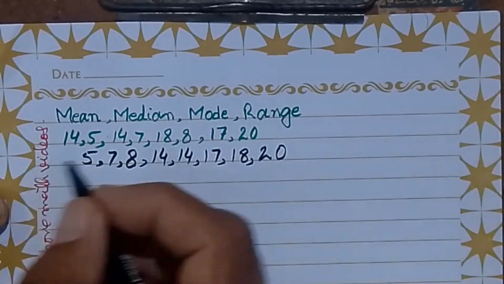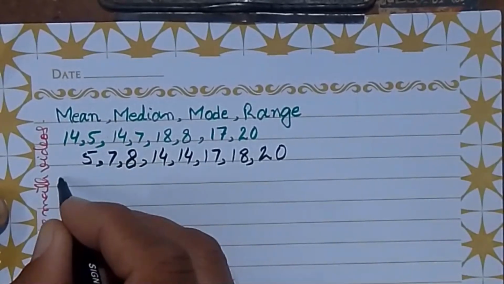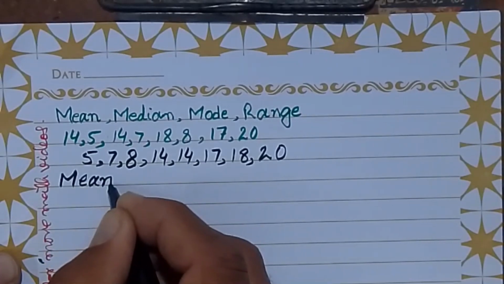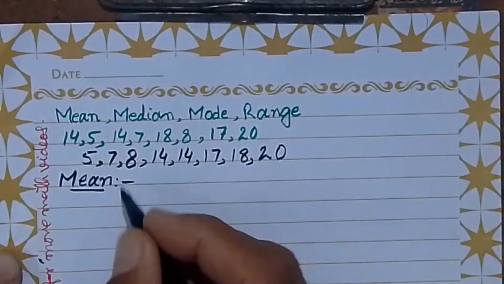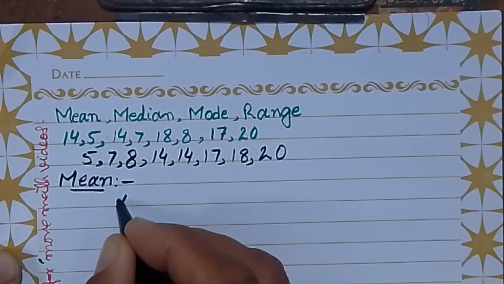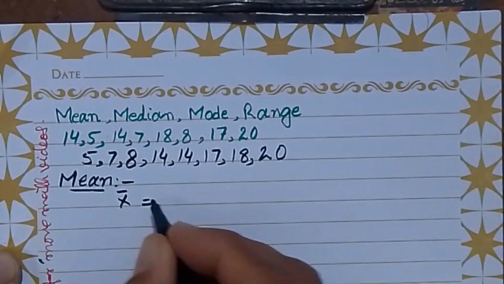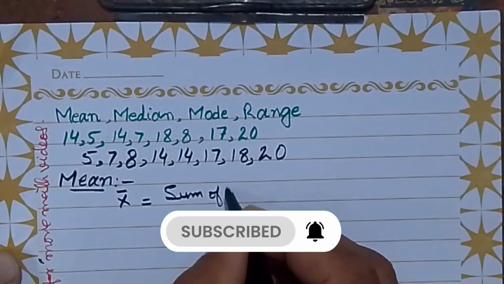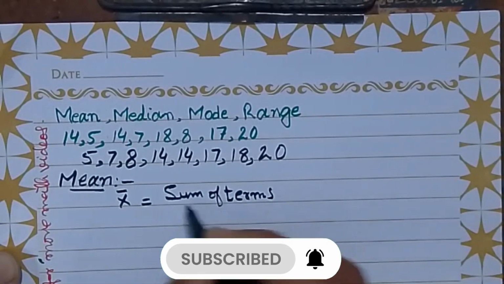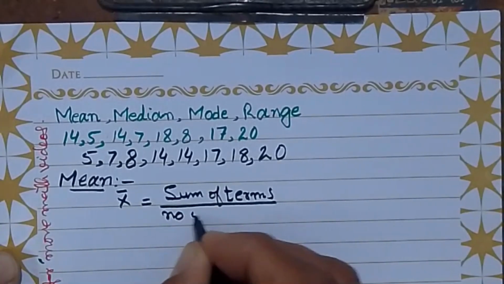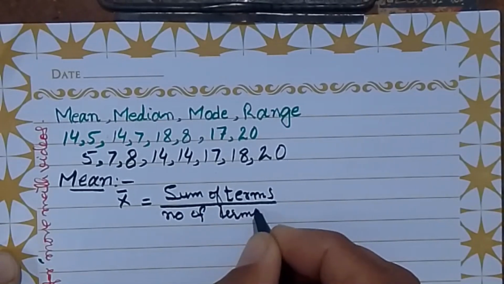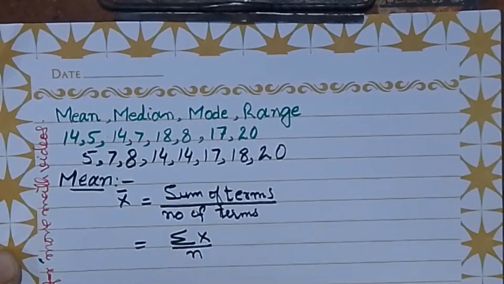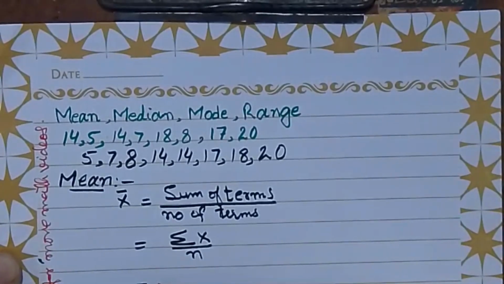Now we find the mean. We use the formula for mean: x bar is equal to the sum of terms over the number of terms, that is equal to sigma x over n.